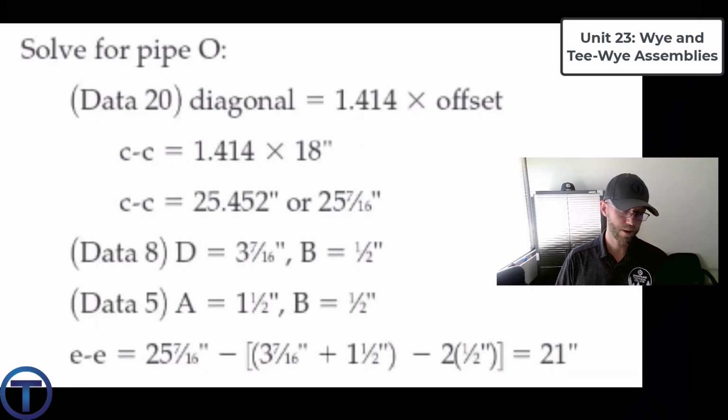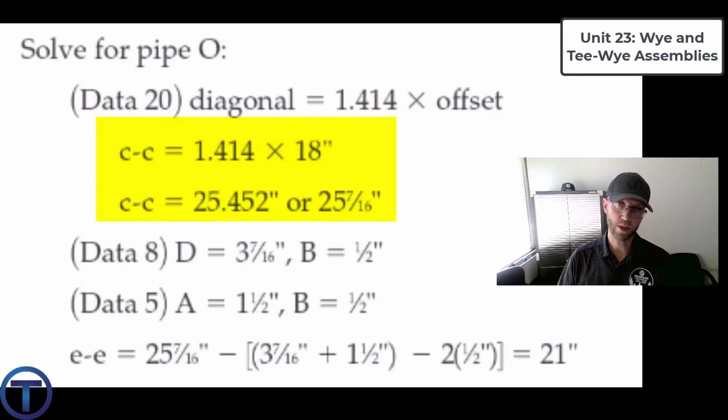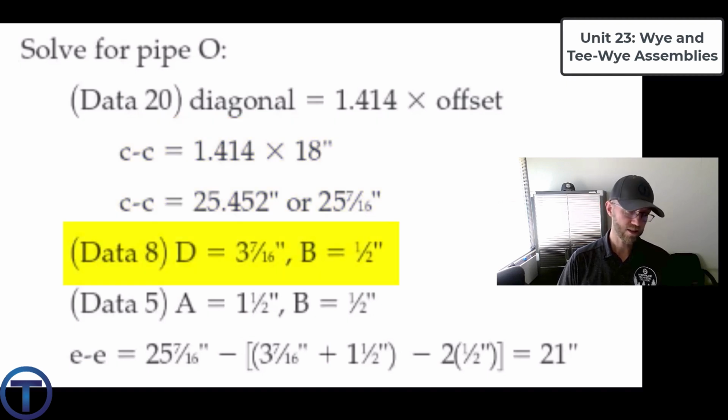Moving on to pipe O, this section is our diagonal. And as we calculated that up, we took 18 times 1.414. We came up with 25 7/16. Now, what are we going to subtract? Well, it's coming out of that Y. So we've got to subtract off D. That's the section coming from the center line to the face of the branch of the Y. We find that on data table 8 is 3 7/16. And then we're going to take off from that 1/2 inch for the thread end on the pipe.